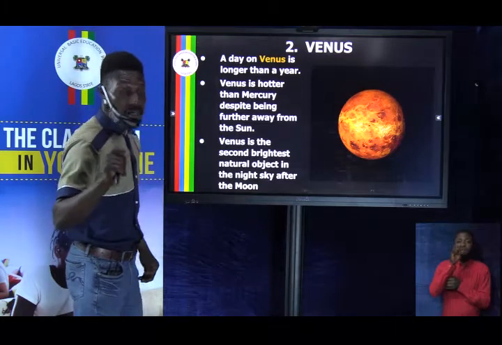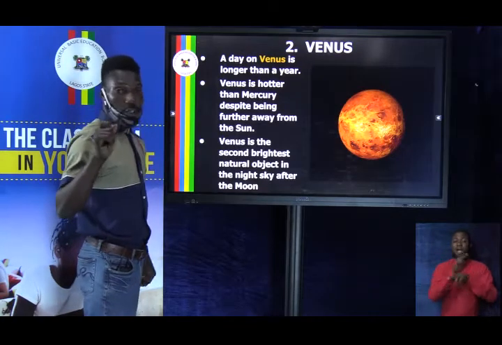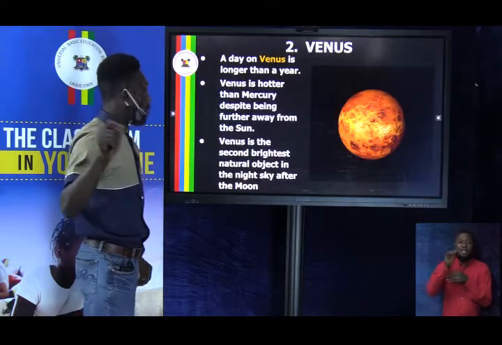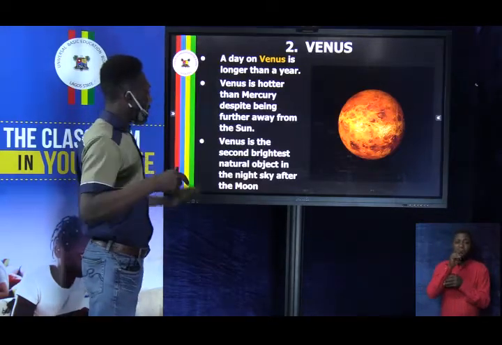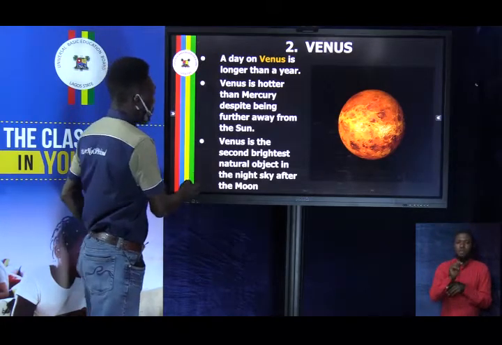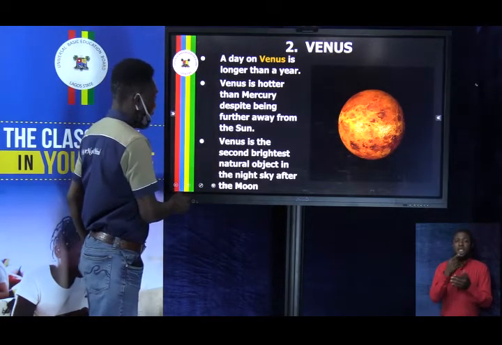Venus is the second brightest natural object in the night sky after the Moon. So that is Venus. What's the next planet from the Sun?